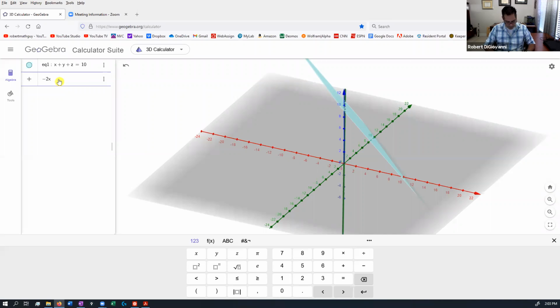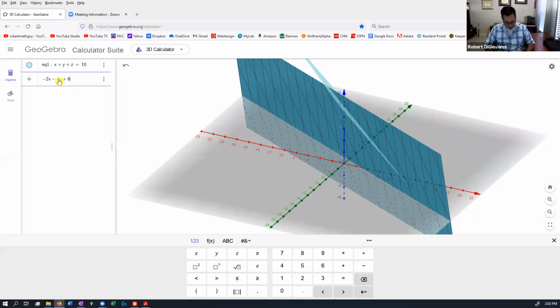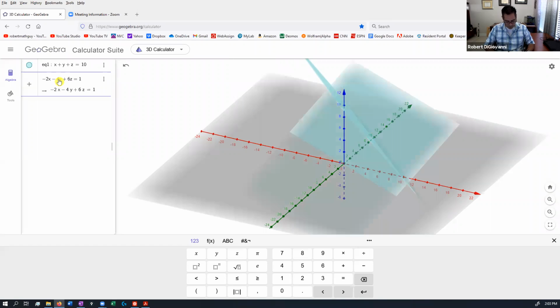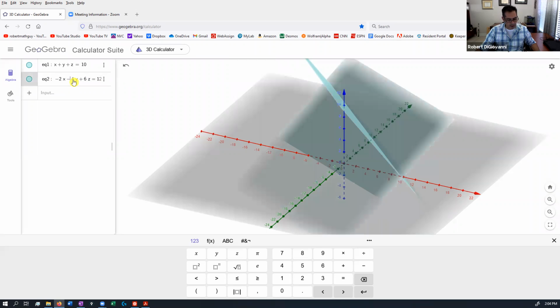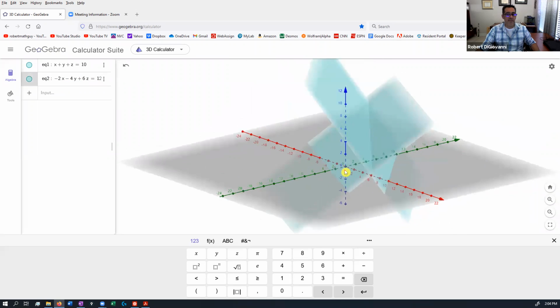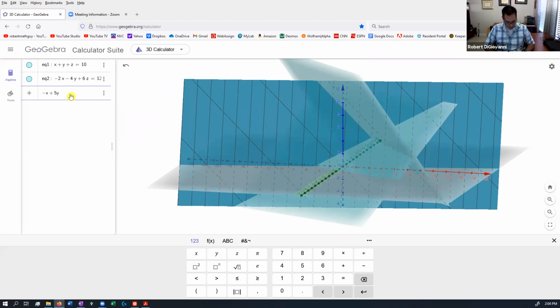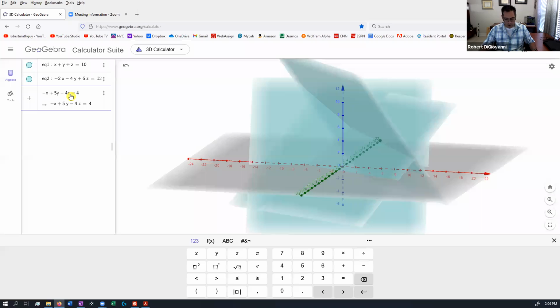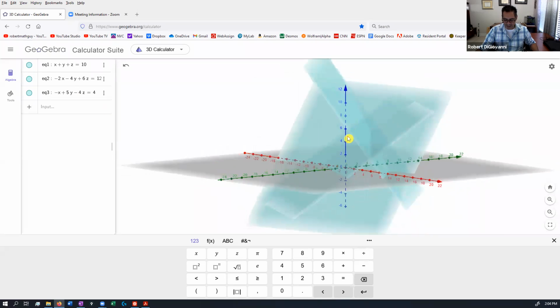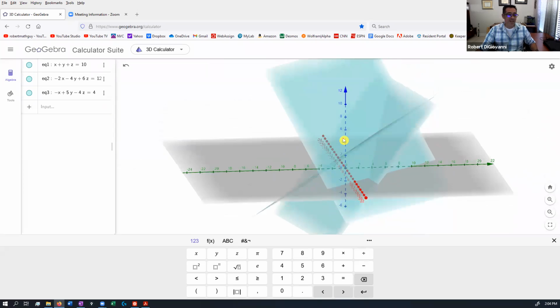Negative 2x minus 4y plus 6z equals 12. There's another plane. See if I can change the color. I'm sure I can. I'm not going to mess with it. But now we have 2 planes. You see that? That would be 2 equations. Let me add a third equation here. Negative x plus 5y minus 4z equals 4. There's a third plane. And so when you're trying to solve a system of 3 equations and 3 unknowns, you're trying to figure out where all 3 of these planes hit each other.